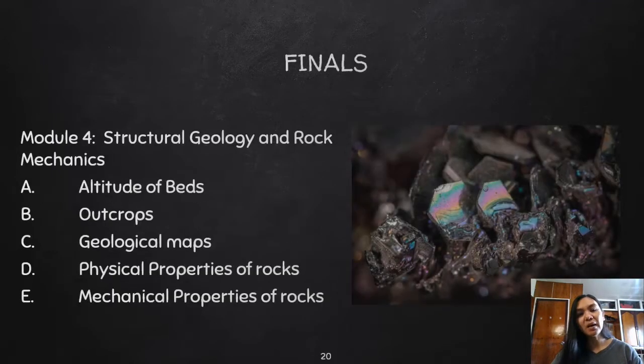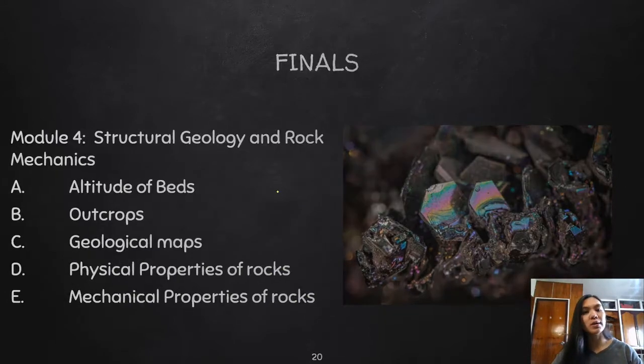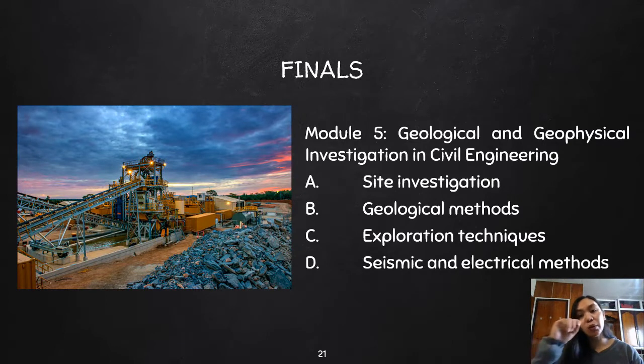For the finals, let's introduce you to module number 4 entitled Structural Geology and Rock Mechanics. These are the topics that will be included: the attitude of beds, outcrops, geological maps, physical properties of rocks, and mechanical properties of rocks. And of course, you have your module number 5, geological and geophysical investigation in civil engineering: site investigation, geological methods, exploration techniques, and of course, seismic and electrical methods. For this, it will just be a short introduction.